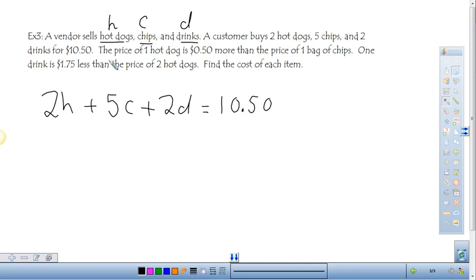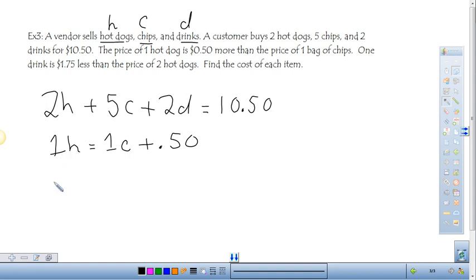Okay. The price of 1 hot dog is 50 cents more than 1 chip. So 1 bag of chips. So if I buy a bag of chips, I'd have to spend 50 more cents, ooh, dollars, that'd be crazy, for a hot dog. Okay? So chips plus 50 cents is a hot dog.